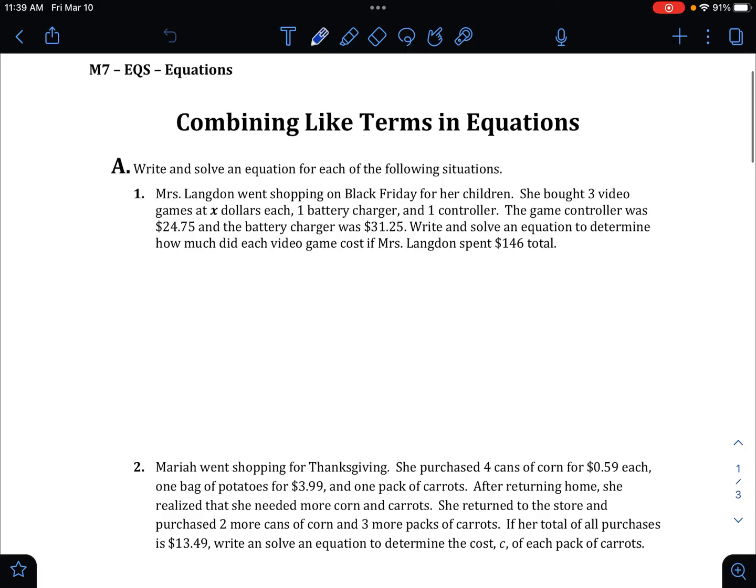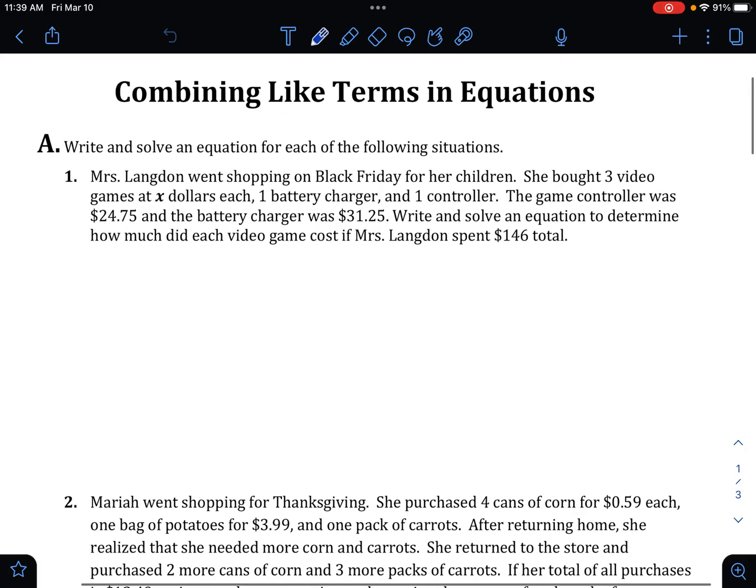For the first problem, it says that Mrs. Langdon is going shopping. She bought 3 video games at X dollars each. If I say 3 video games and each one is X, you have to think about what operation is in between a 3 and an X. If it's 3 each, that would be 3x. And then 1 battery charger and 1 controller.